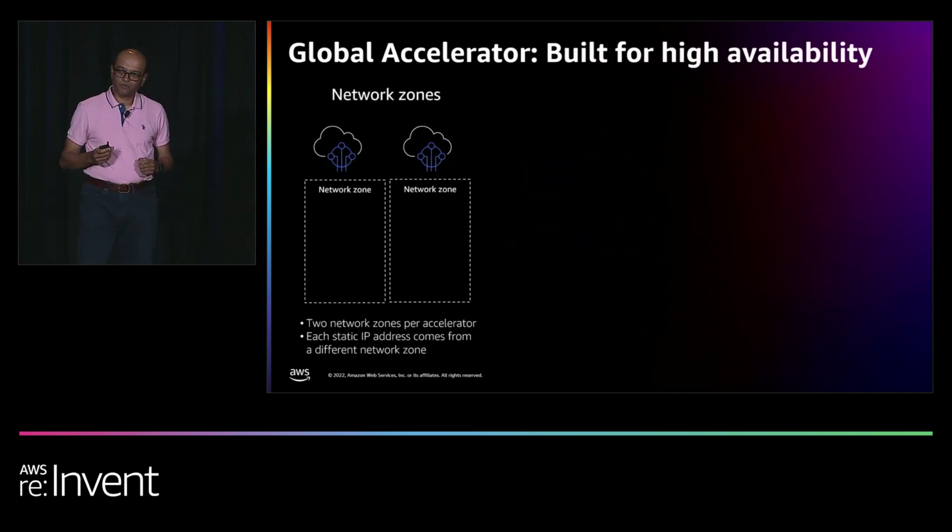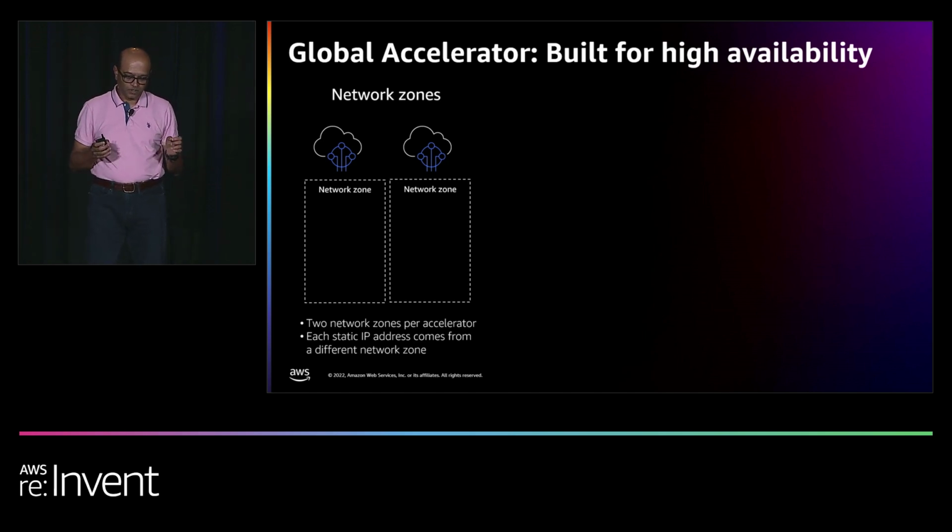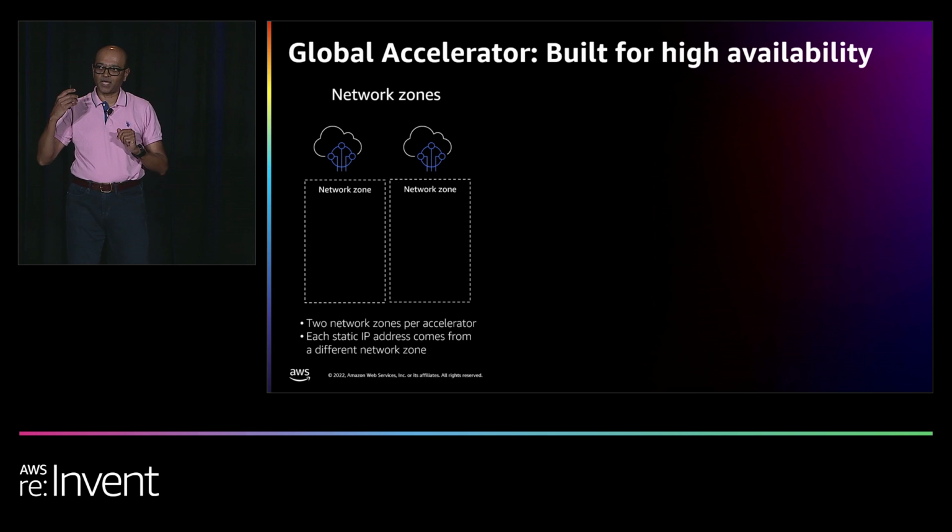Within each edge POP, we have two completely independent network zones. Both these network zones are used for each accelerator. So of those two IP addresses that are assigned to your accelerator, each of them is assigned to a different network zone. You can think of the network zone as conceptually analogous to the concept of availability zone that you're already familiar with in regions.